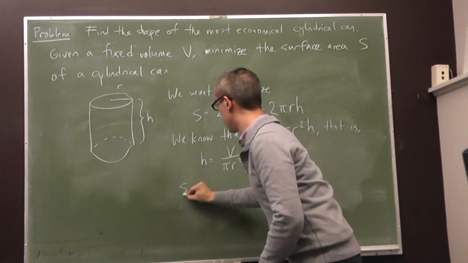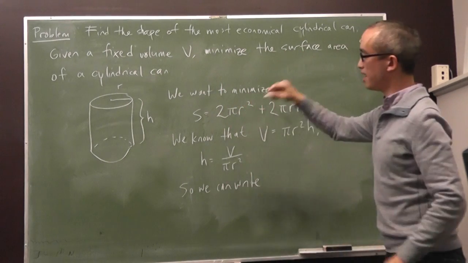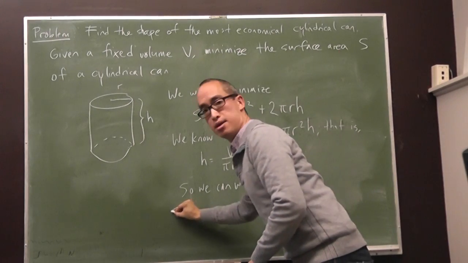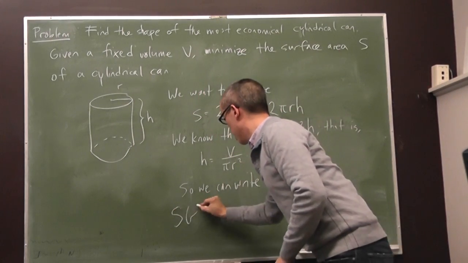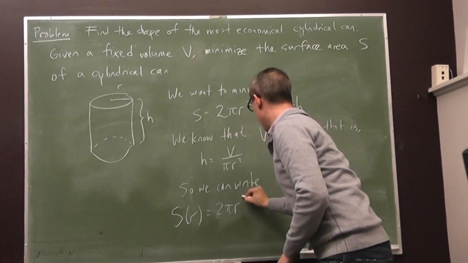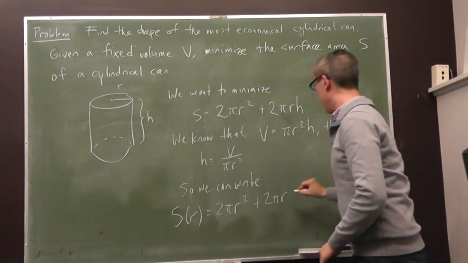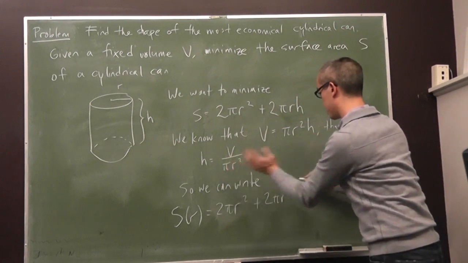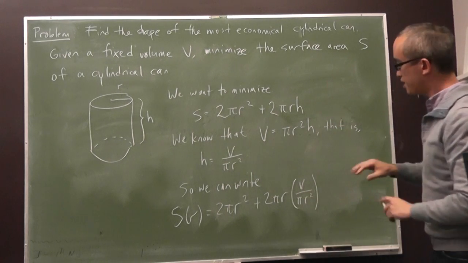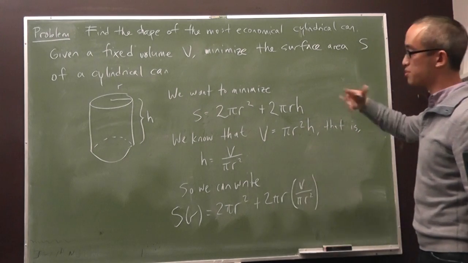So we can take our function S and write it as a function purely of r. So S of r equals 2 pi r squared, which is this term here, plus 2 pi r, and now I replace the h with this term, V over pi r squared. And this is the function that I'm going to play with. This is now a function that is vulnerable to our usual techniques.